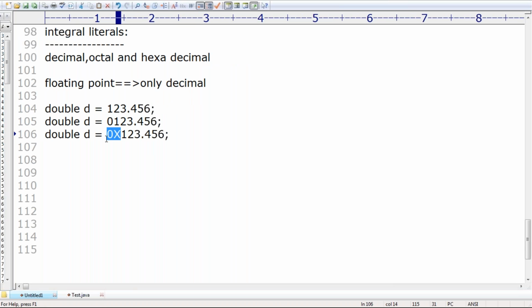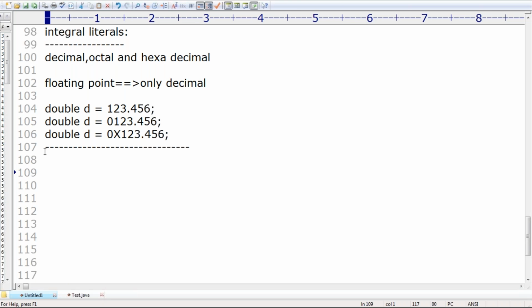So for floating point literals, we have to specify only the decimal form; octal and hexadecimal forms are not allowed. Even if you take a leading 0, it is still treated as decimal only. You are right, okay? That's all.